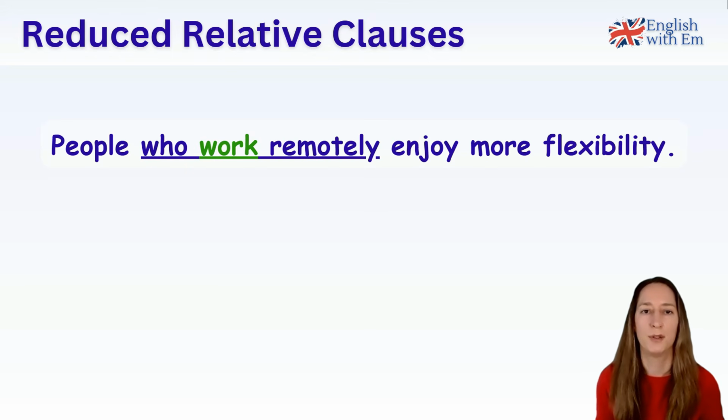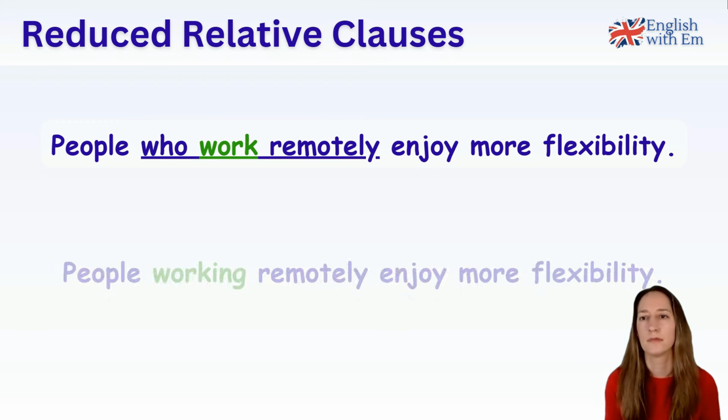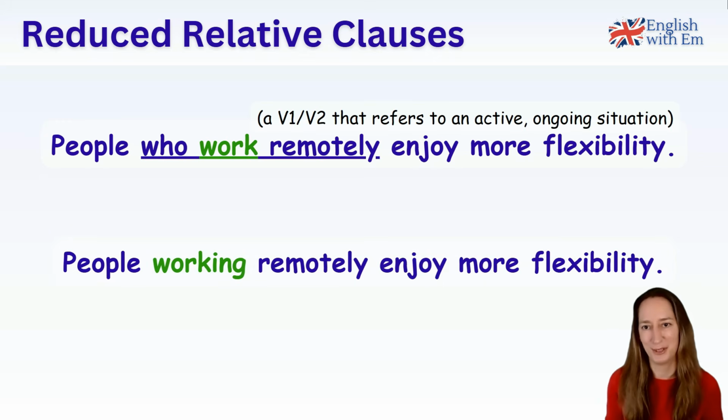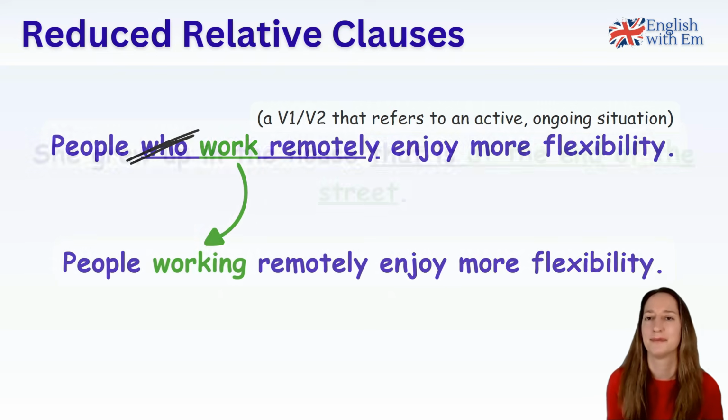People who work remotely enjoy more flexibility. Pause the video, think about your answer. People working remotely enjoy more flexibility. So here we've got a verb 1, in this case, present simple, that refers to an active, ongoing situation. So we just have to delete the relative pronoun and change the verb to the present participle form.